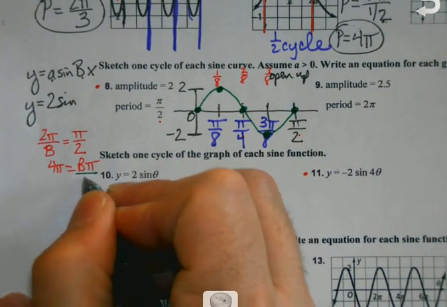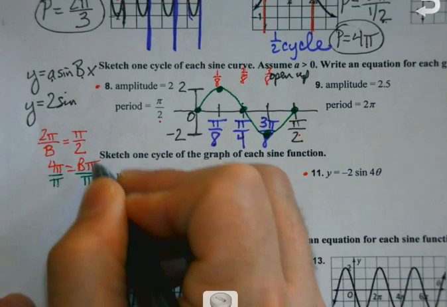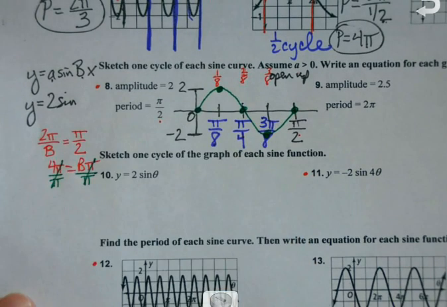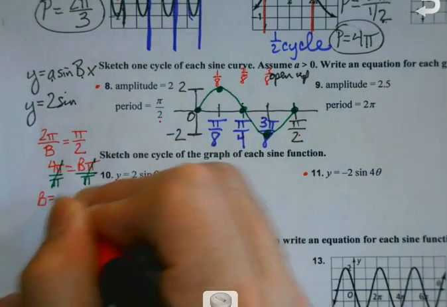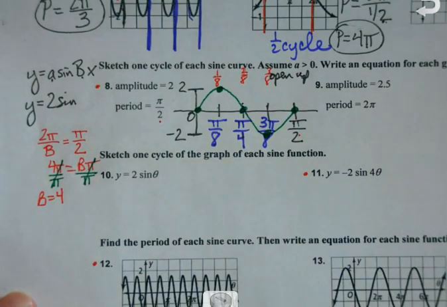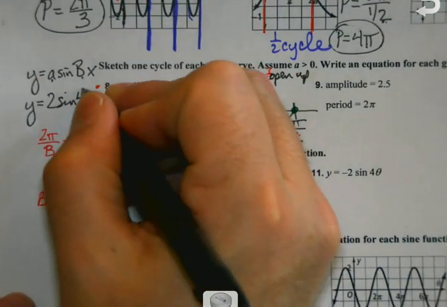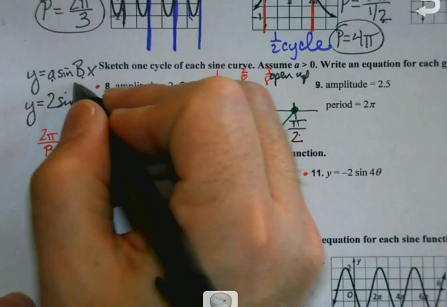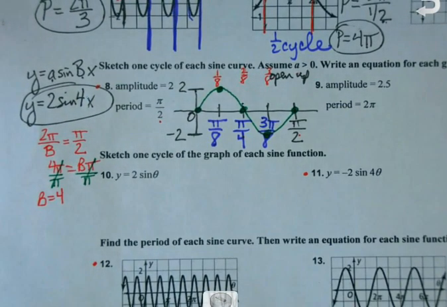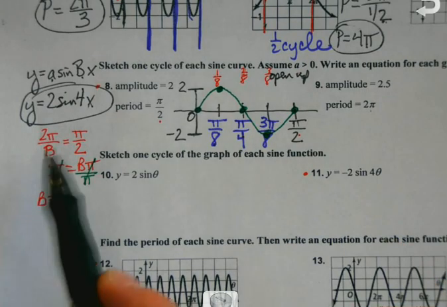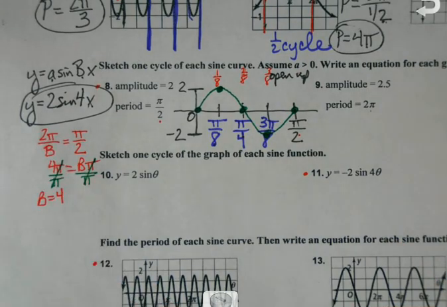So if I want to solve for B, I've got to divide by pi. And I find out that B equals 4. So plug that in there, and I've got my equation. But if they give us the period and ask for an equation, we're always going to plug that into this little proportion. So like on this one, I'd set 2 pi equal to 2 pi over B and figure out what B is going to be.